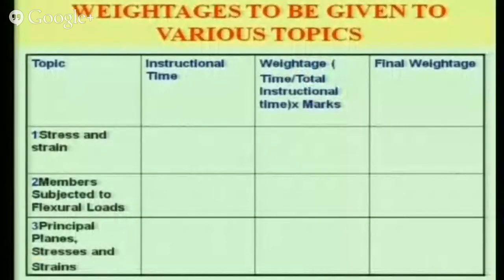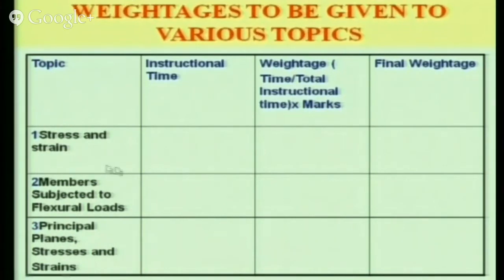Say, for example, 20 hours of teaching has been done. For stress and strain, you spent almost 8 hours, members subjected to flexural loads 6 hours, then the third topic, principal planes, another 6 hours. So the 20 hours need to be split into how much time you spent on the first, second and third. The total instructional time is 20 hours, and you know how much time you gave to each topic.